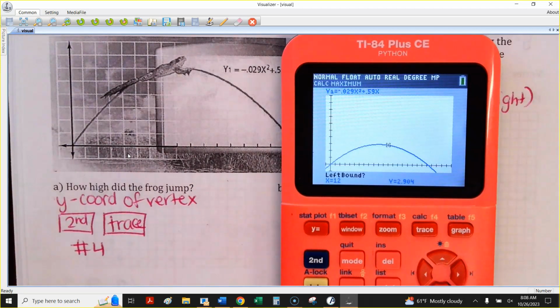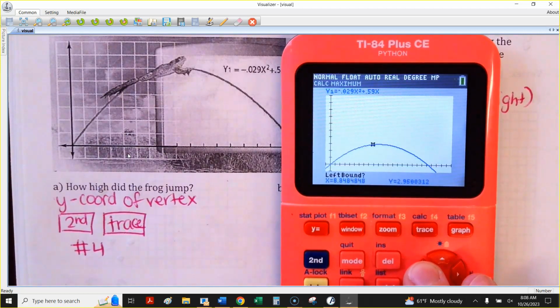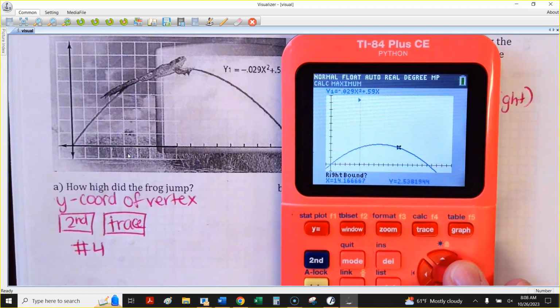So what you want to do, just use your little cursor, just come somewhere, it doesn't matter where, just somewhere on the left side of where you think the vertex is. All right, left side. Hit enter. And then just hold down the little right arrow key. Just move somewhere on the right side of where you think the vertex is. It doesn't have to be exact.